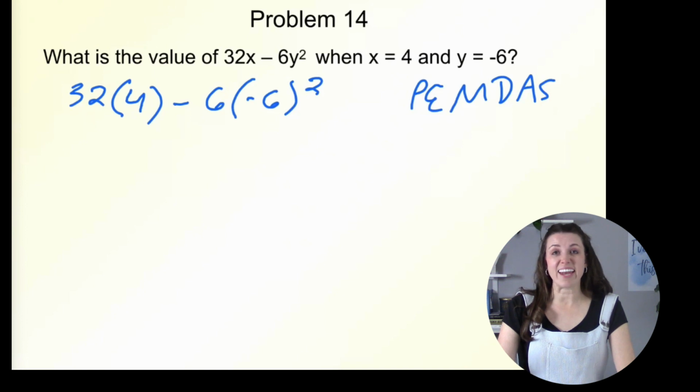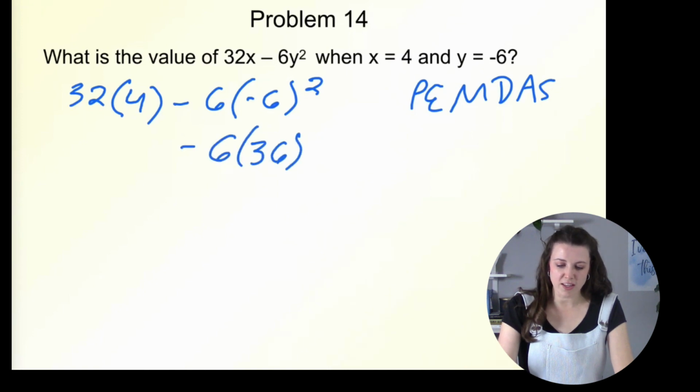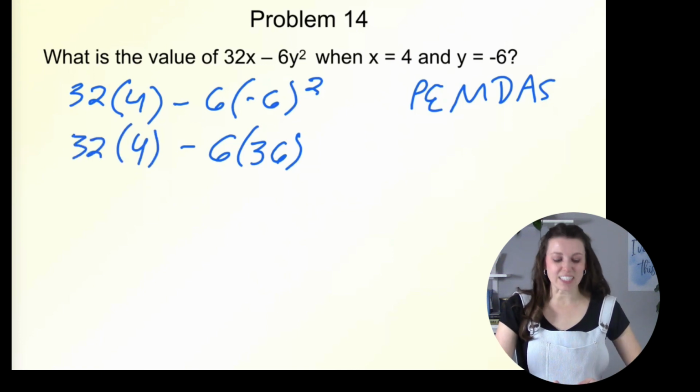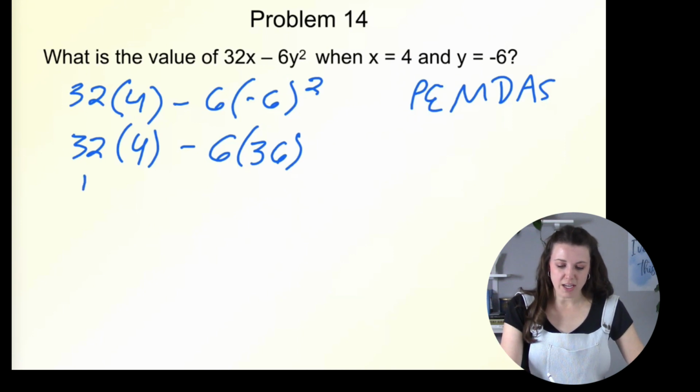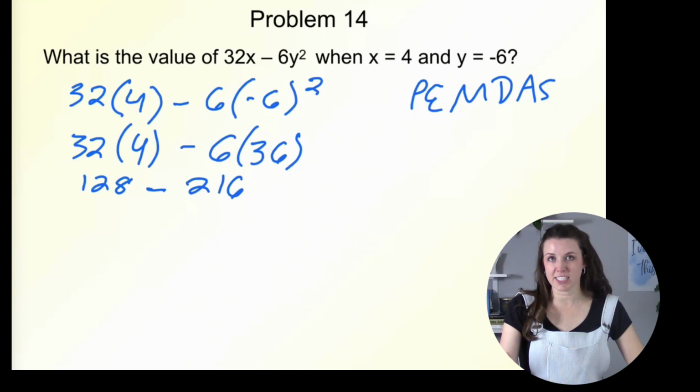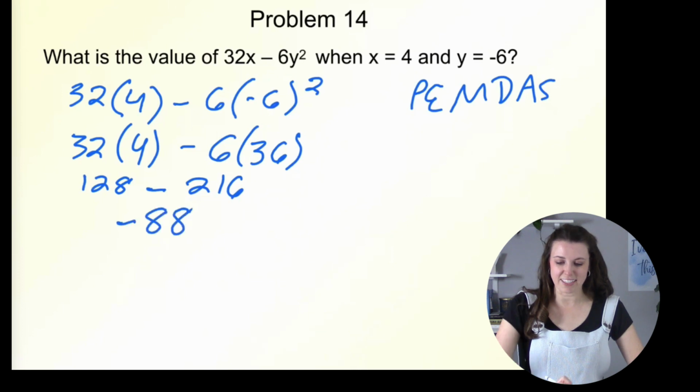Exponents. So here we have negative 6 times negative 6. So when we have two negatives and we multiply them together, it equals a positive. So I have 36 here, a positive 36. And I'll just rewrite the rest of this so that I don't forget. Okay, 32 times 4 is 128, minus 6 times 36 is 216. So 128 minus 216, again, we've got that negative number here, is negative 88.